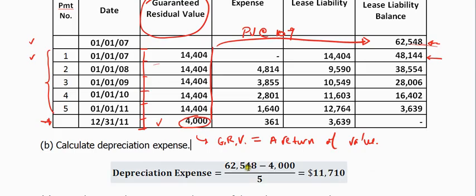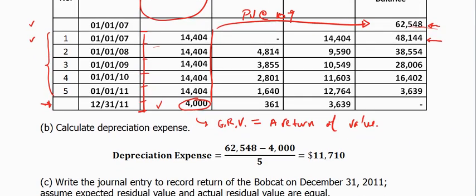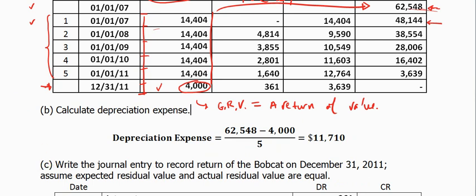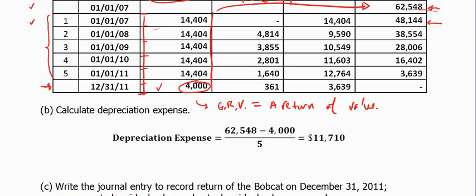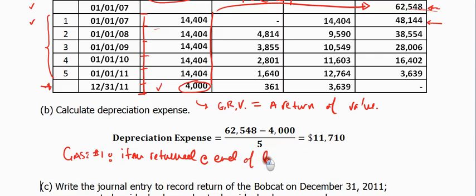Now for the depreciation expense, this is case one. So let me try to put some room here to work with. This is case number one: item returned at end of lease. So we depreciate over the lease term, which is 5 years.